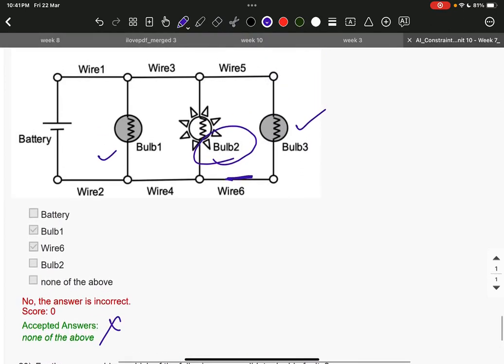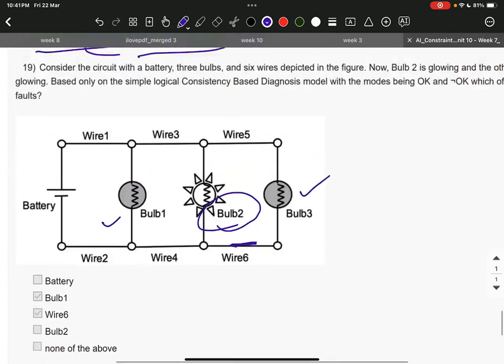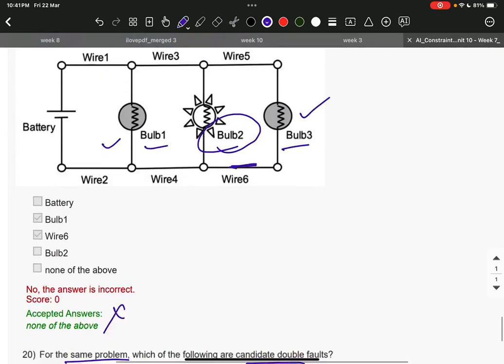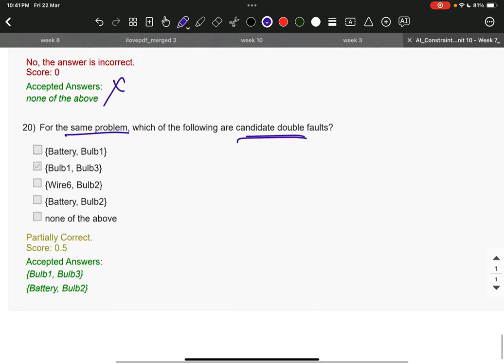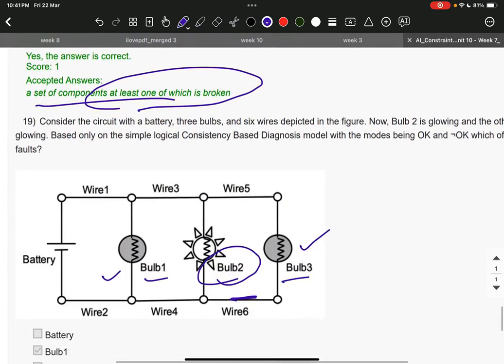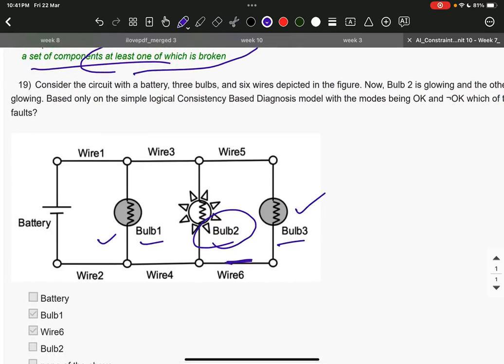But for the same problem, which of the following can have double faults? Bulb 1 and bulb 3 are not glowing. Why are they not glowing? The option is also correct. Bulb 1, bulb 3 I have given. Why is the option correct? Because it may be that the filament is broken. That's why bulb 1 and bulb 3 are not glowing.